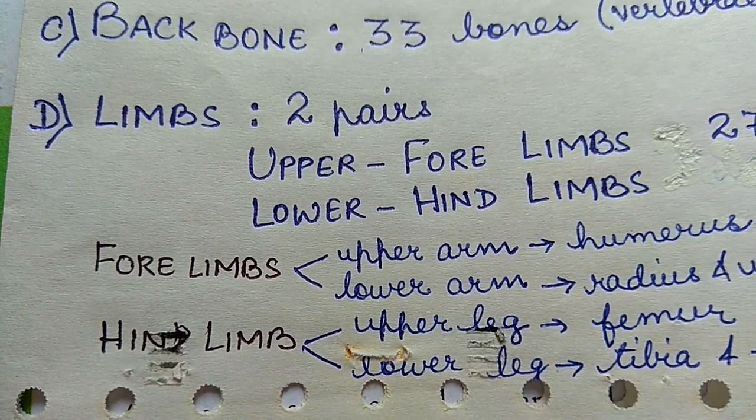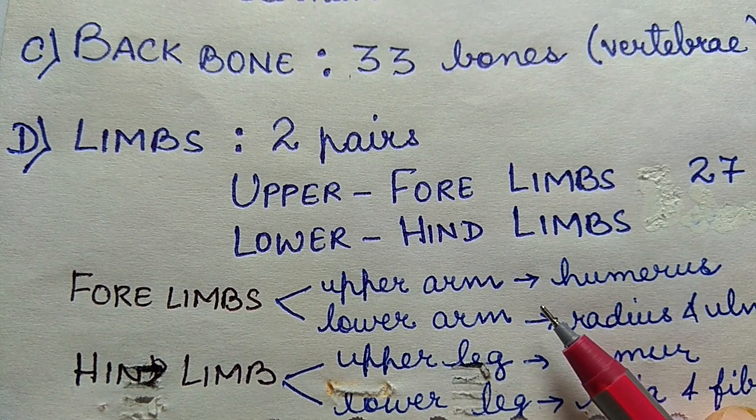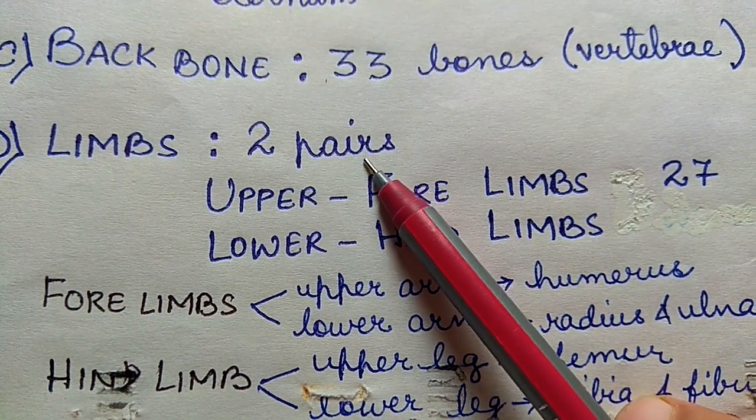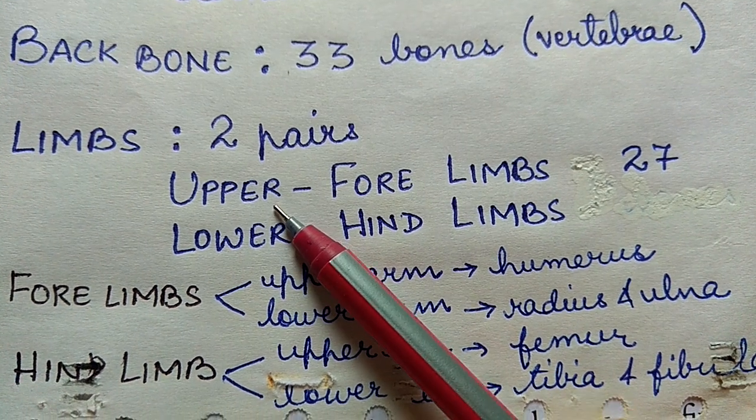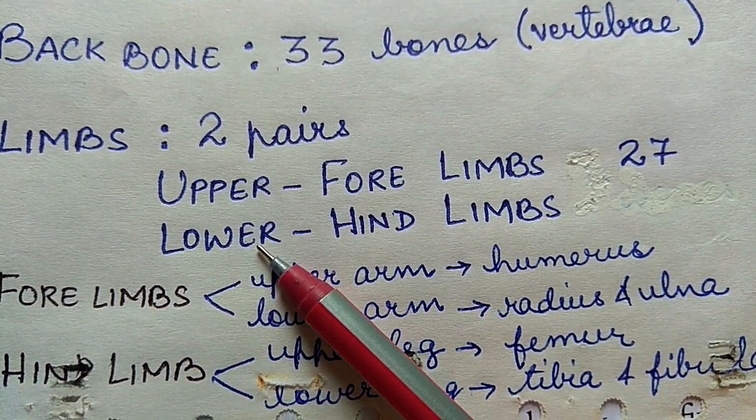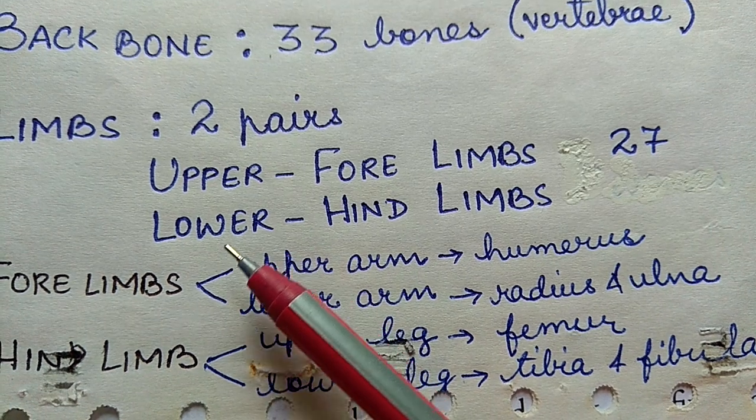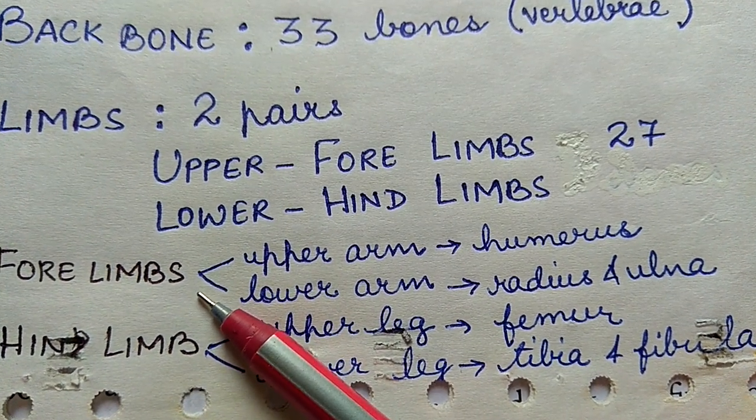And the last part of the skeleton are the limbs. We have 2 pairs of limbs. Upper limbs, which are known as the forelimbs. Lower limbs, which are known as the hind limbs. So let's see the forelimbs.